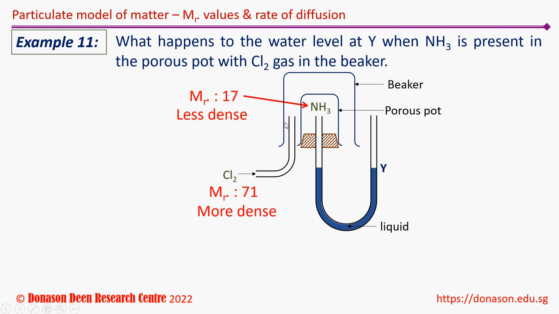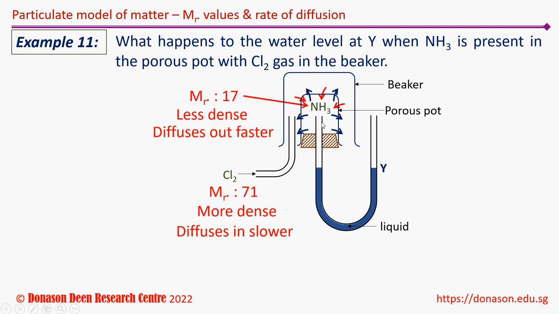So chlorine is going to diffuse into the porous pot much more slowly, because its Mr value of 71 is so much heavier compared to ammonia. It's going to be very clumsy, and it's going to take its own sweet time to get into the porous pot. Whereas the ammonia gas, being less dense, is going to diffuse out much faster. Lots of molecules of ammonia are going to come out very quickly compared to the chlorine gas, which is going to take its own sweet time to get in.